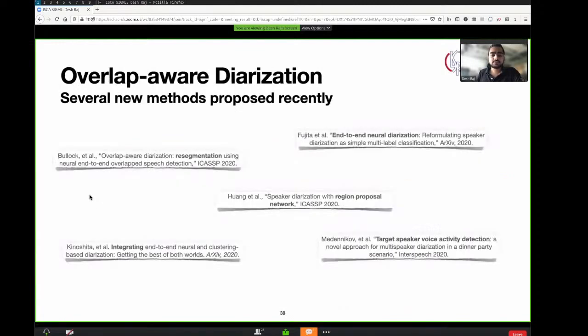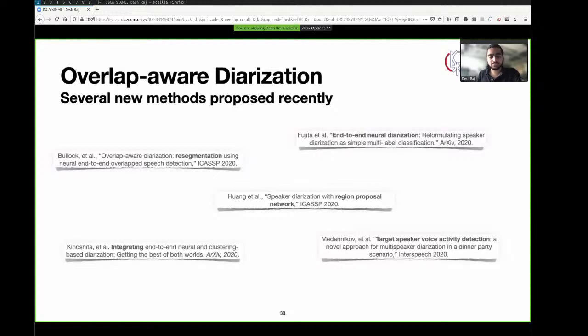All these methods work under the assumption that you have some overlapping speech, and you do not directly perform separation on it. You just use the recordings directly and use either an overlap detector, or you have the diarization system trained such that it can directly predict multiple speakers in overlapping segments.